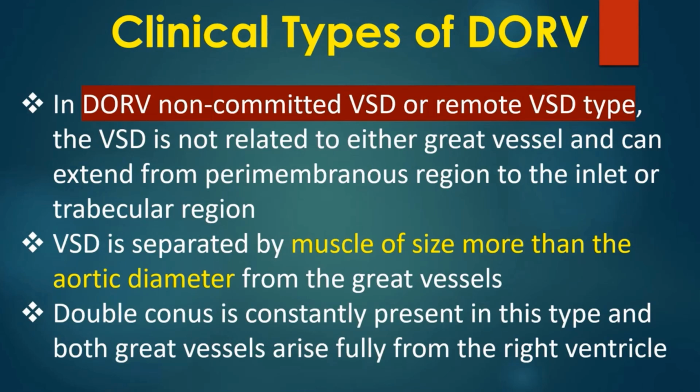In DORV non-committed VSD or remote VSD type, the VSD is not related to either great vessel and can extend from perimembranous region to the inlet or trabecular region. The VSD is separated by muscle of size more than the aortic diameter from the great vessels. Double conus is constantly present in this type and both great vessels arise fully from the right ventricle.